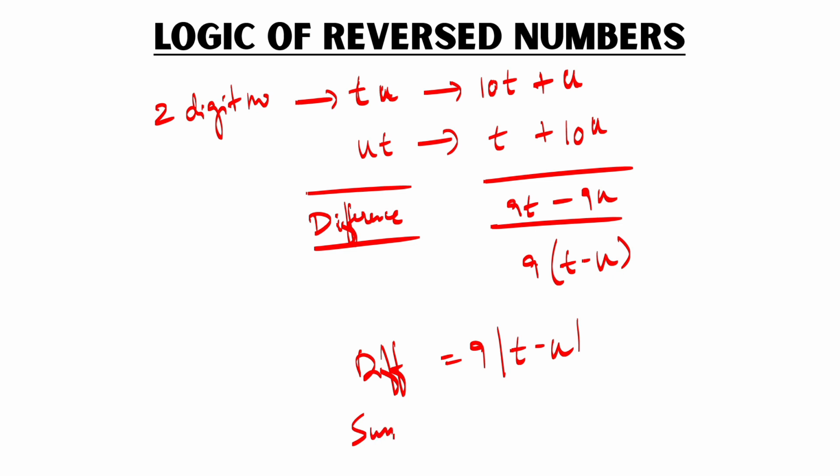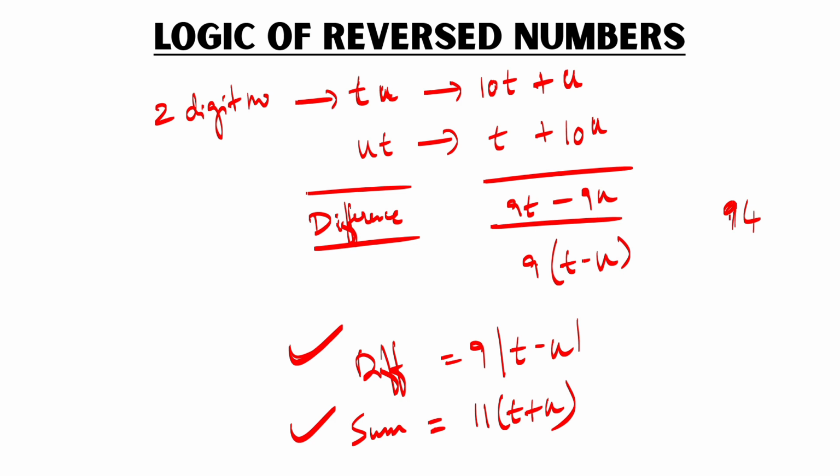Now what can be the sum? Sum is equal to 10T plus T, which is 11T, and 10U plus U, which is 11U, right? If we take 11 as common, it will be T plus U. You must remember these two. If you remember this, then you will easily remember these two. How can we apply?